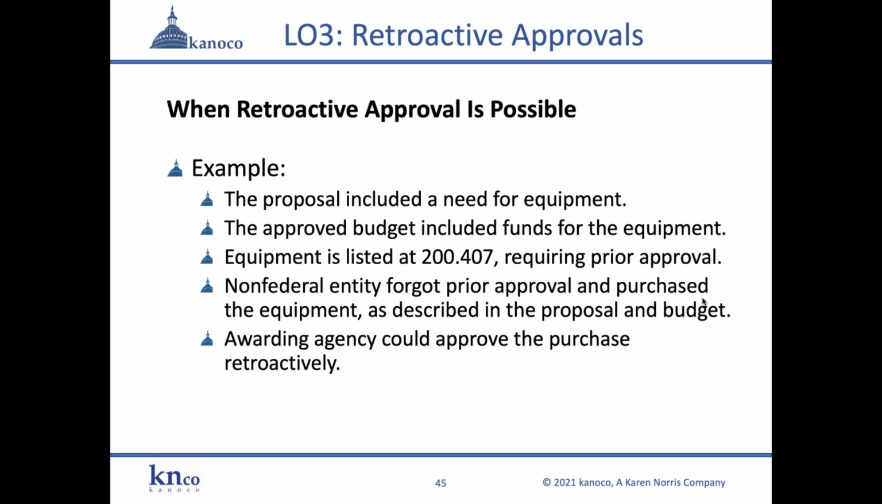So when the agency is reading in the quarterly progress reports that the non-federal entity went out and purchased the equipment, they can approve the purchase retroactively. That's a really easy retroactive approval for an awarding agency to give. You just have to ask for it, and then it provides the paper trail for the audit.